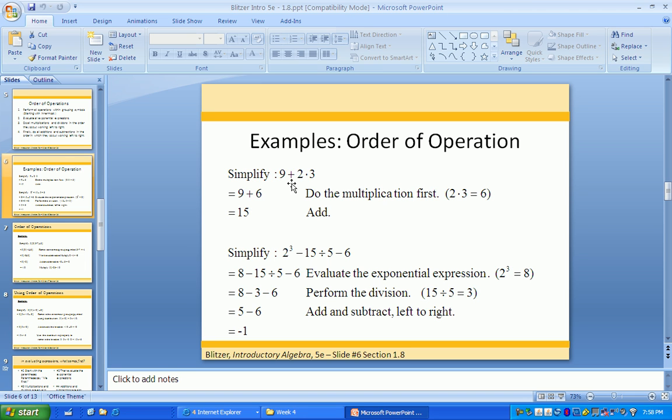If we had done it differently, if we had done the addition first, we would have gotten 9 plus 2, which would have been 11. 11 times 3 is 33. You can see that does not equal 15, so we would have gotten a wrong answer if we had done the addition first.